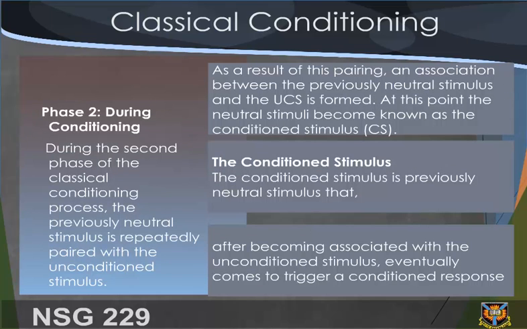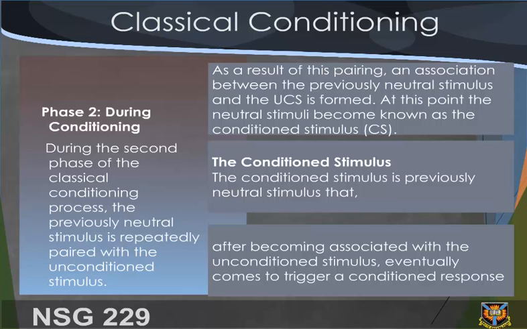Phase 2, during conditioning. During the second phase of the classical conditioning process, the previously neutral stimulus is repeatedly paired with the unconditioned stimulus. As a result of this pairing, an association between the previously neutral stimulus and the UCS is formed. At this point, the neutral stimulus becomes known as the conditioned stimulus, CS.